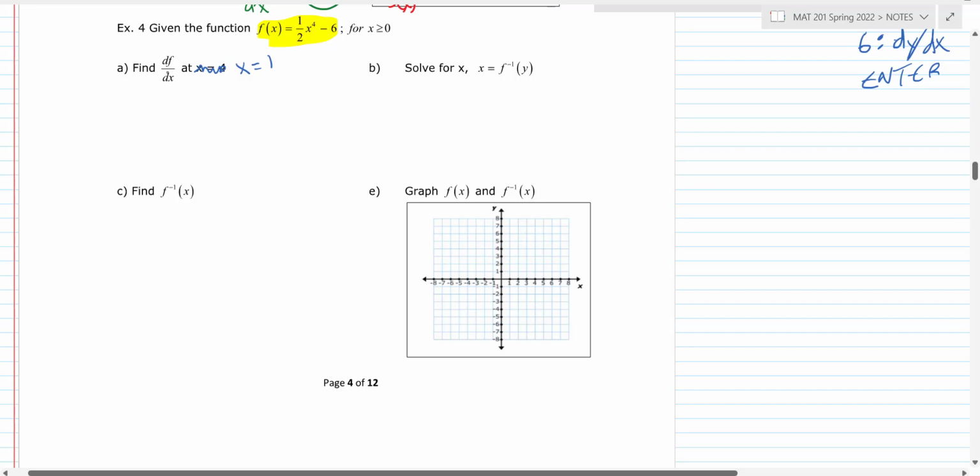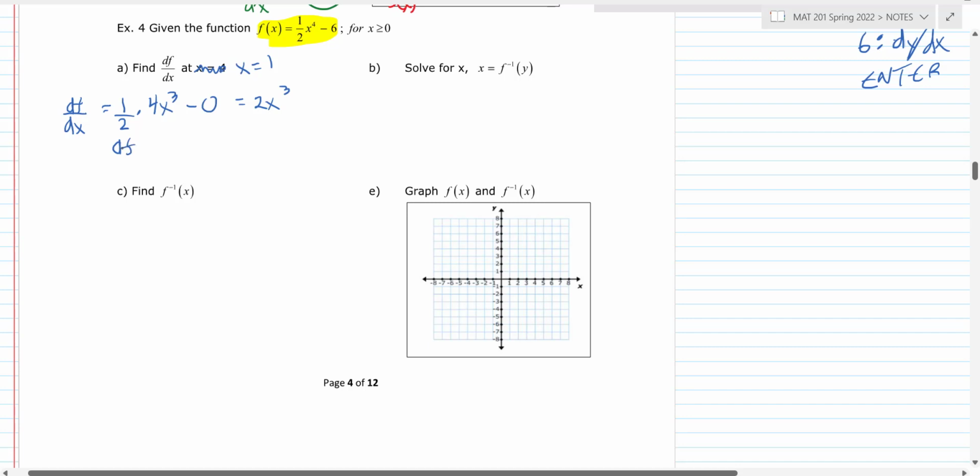Okay, so we're going to go ahead and do the derivative, df over dx. That's just taking the derivative of this function. So 1/2 is a constant. The derivative of x to the 4th is 4x to the 3rd. The derivative of 6 is 0. So we get 2x to the 3rd.